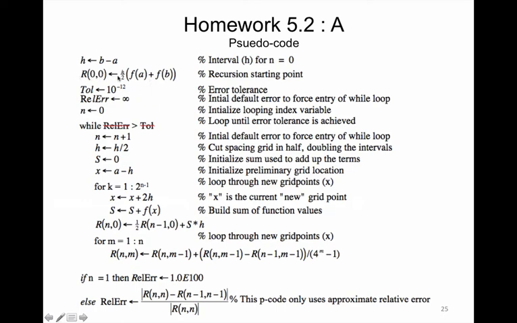This is your initialization step. Here you define your tolerance, set your relative error to be something big, and initialize a counter, which we will call n. Here's your master loop, this while loop right here. And here's where you start incrementing your n and cutting your h in half and starting a new sum. The S is going to be the variable that stores that sum that we saw in the prior slides.